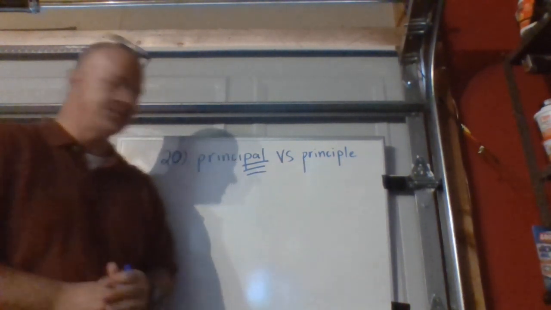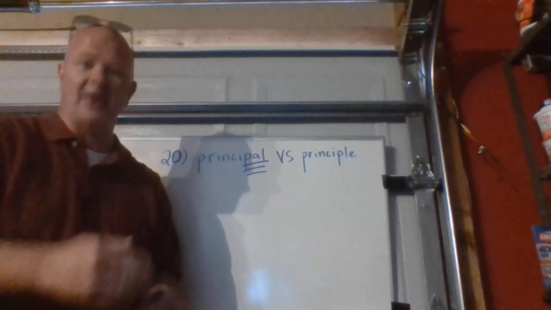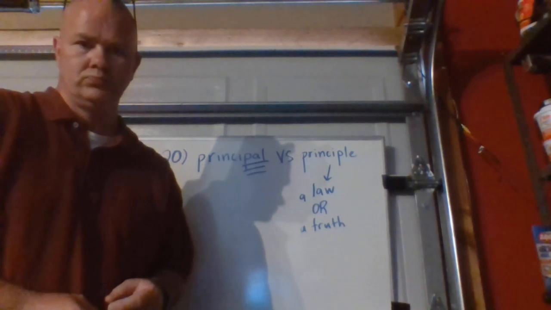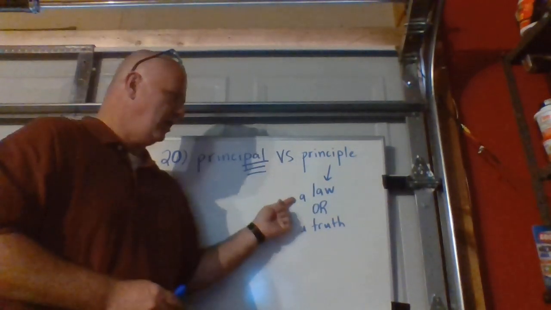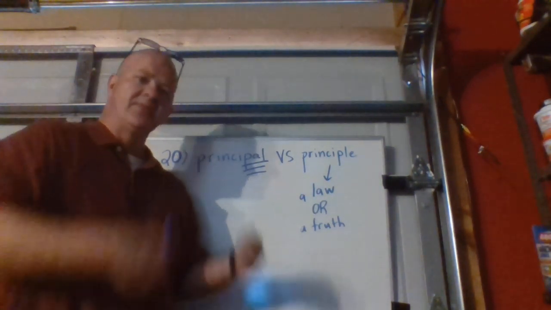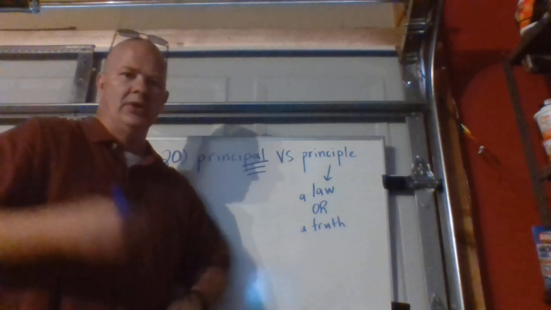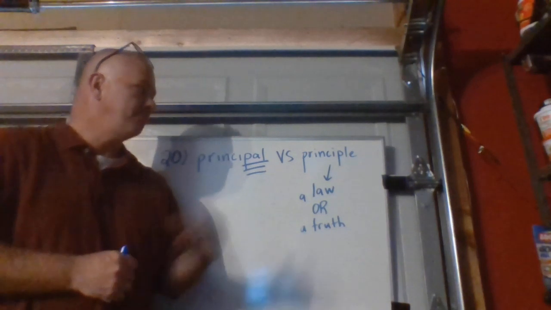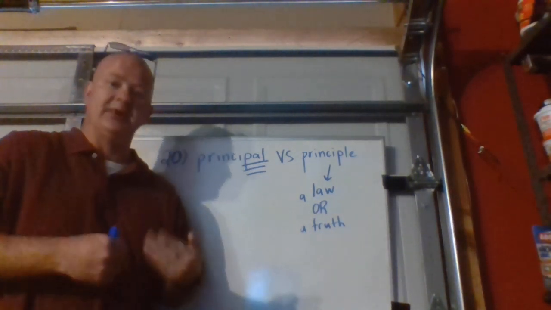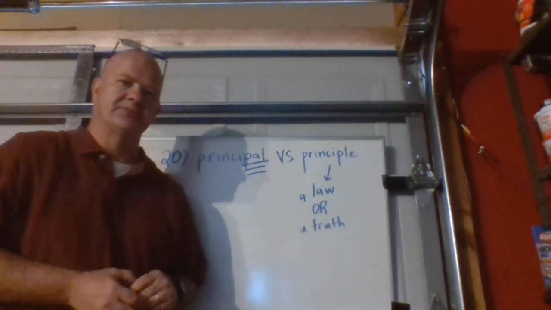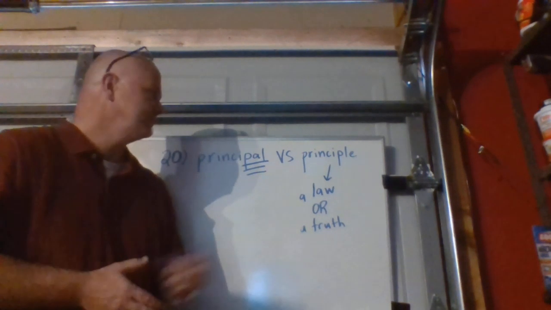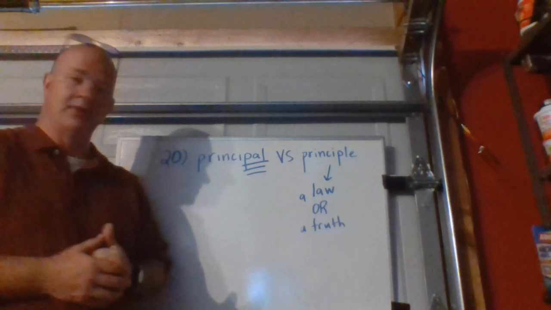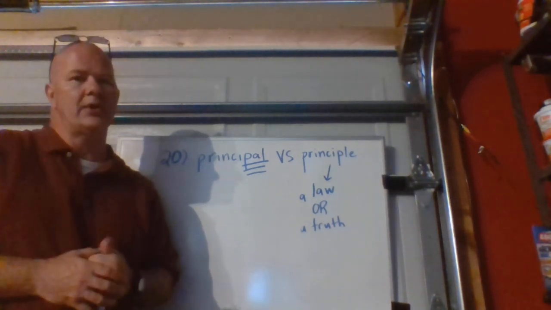Let's look at this other example here, the one that ends in P-L-E. This other word, principle, in this case, means a law or a truth, a basic tenet. For example, I could say one of my personal principles is to always be honest, or always try to be honest. So that's the difference between principal versus principle. And that's number 20, but stay tuned for a bonus.